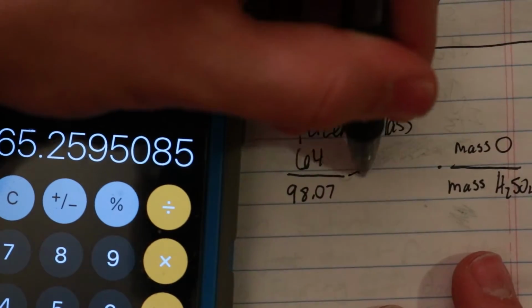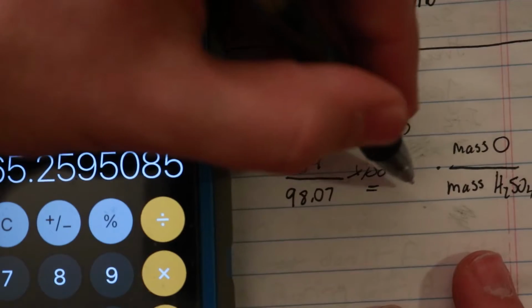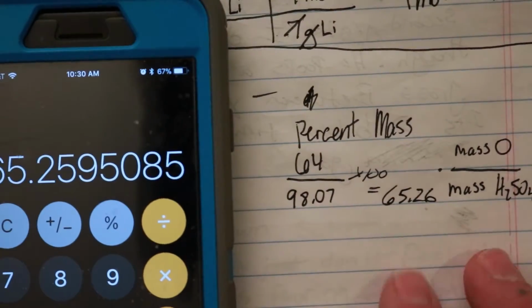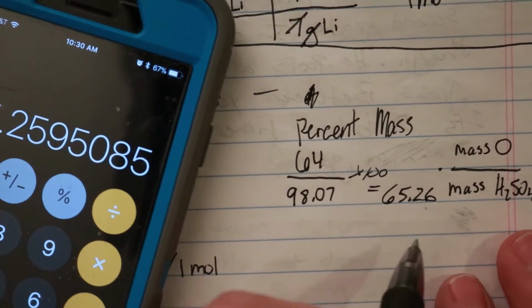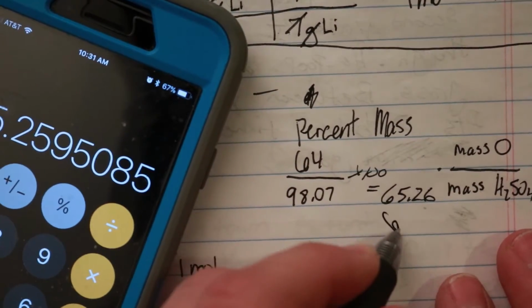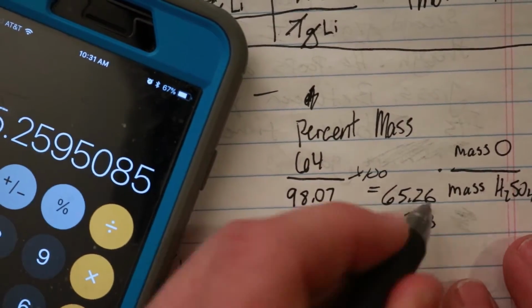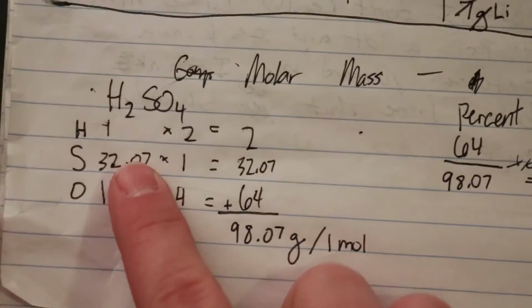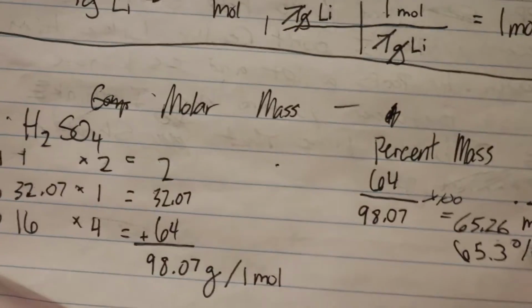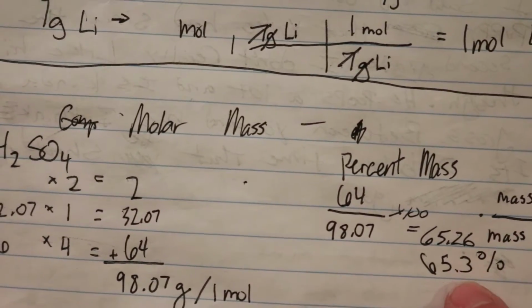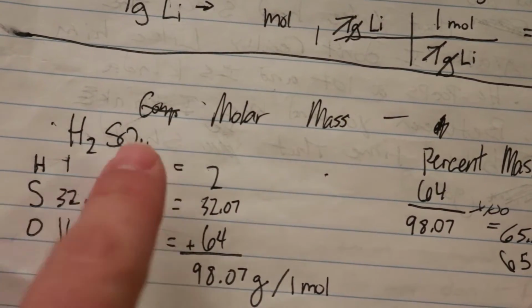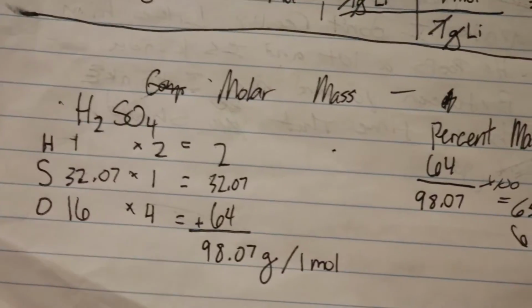I'm going to write times 100 here, and that will equal 65.26, my bad. And we'll round that to 3 significant figures, so 65.3%. So in this sulfuric acid here, 65.3% of the mass of that comes from oxygen, the atoms of oxygen alone in it.